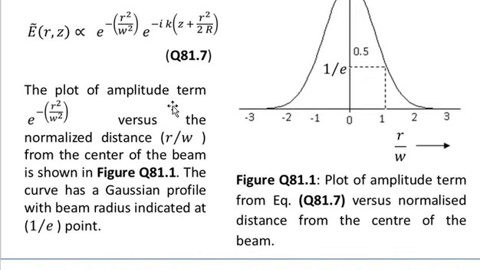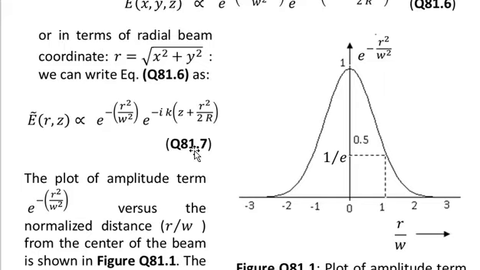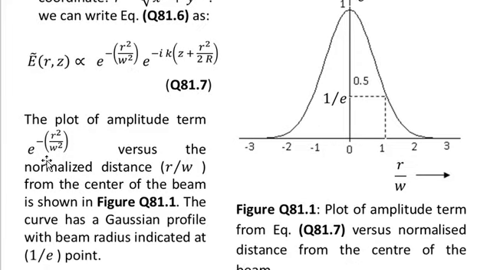Now you see that in the proportionality of equation number 7, e to the power minus r square over w square is actually an amplitude term. So the plot of the amplitude term, e to the power minus r square over w square, versus the normalized distance r over w from the center of the beam, is shown in figure number 81.1. This is not omega square, this is actually w square. I shall be explaining w square further in detail in the next few slides.